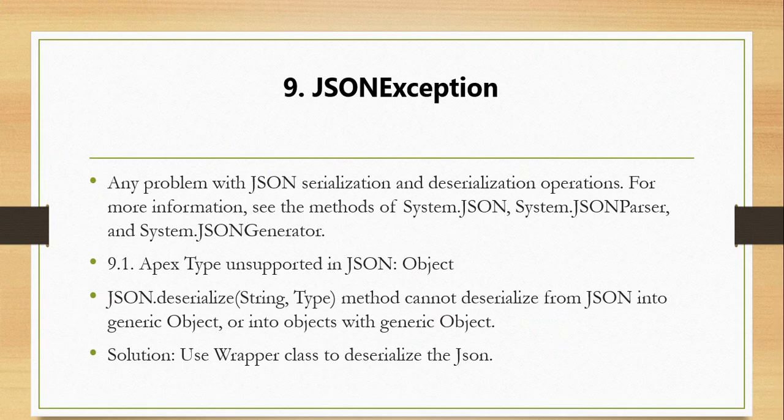JSON exception: any problem with JSON serialization and deserialization operations. For more information, see the methods of System.JSONParser and System.JSONGenerator.